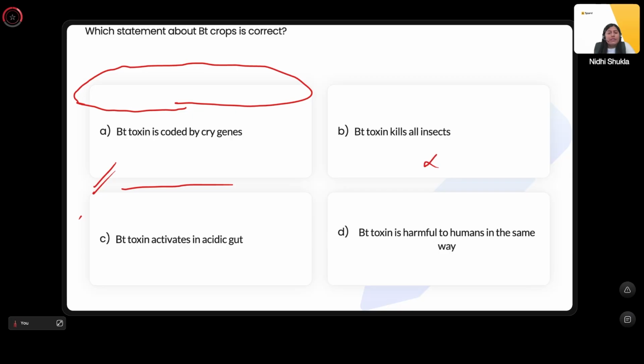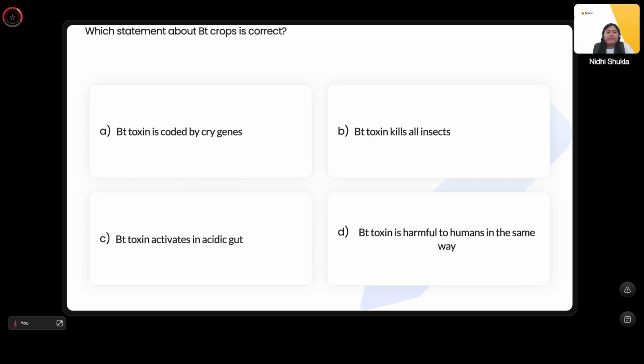Bt toxin kills all the insects, no. Bt toxin is very insect specific, cry genes are insect specific. Bt toxin activates in acidic gut, no, it activates in alkaline pH. Bt toxin is harmful to humans in the same way? No, Bt toxin is very insect specific, so it will harm only a certain class of insects. It is not going to harm humans. So the correct option is going to be option A, which is Bt toxin is coded by cry genes.